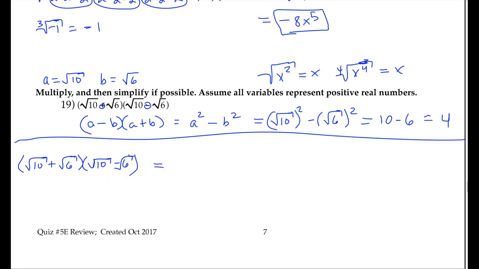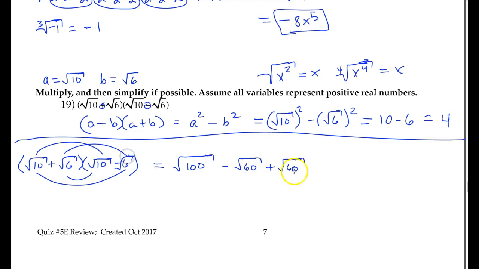So, doing it the FOIL method way, we would say here, do first, which is square root of 10 times square root of 10. We know that here, anytime we multiply two numbers and both of them have the same index, which is the 2 here, we can put it all under the same radical. So 10 times 10 is 100. Then we do the outside, and that would be minus square root of 60 inside plus square root of 60. And then last would be minus square root of 36.